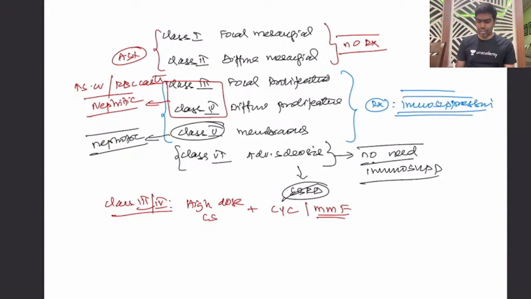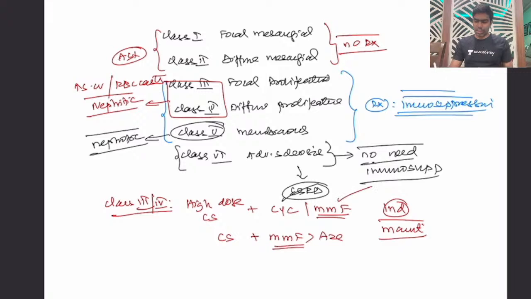It's an alkylating agent. And this is the induction regime, and there is something called the maintenance regime. For maintenance I'm going to use corticosteroids plus MMF or azathioprine, but in general MMF will be preferred because it can be used for induction and can be used for maintenance as well.